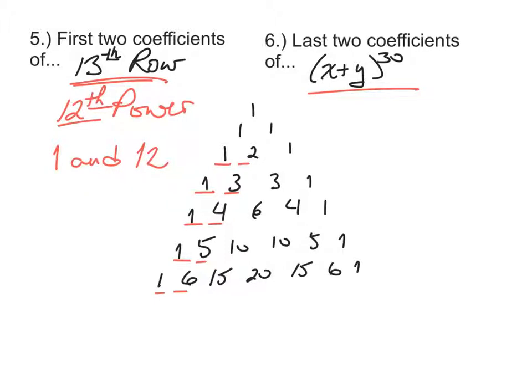In problem 6, I'm trying to identify the symmetry that's in Pascal's triangle. That is to recognize that the front half of the triangle is exactly the same as the back half. So now when I'm looking at the last two coefficients of the 30th power, well, the last two coefficients are going to be the power and then 1. So the last two coefficients of a binomial to the 30th power are going to be 30 and 1.